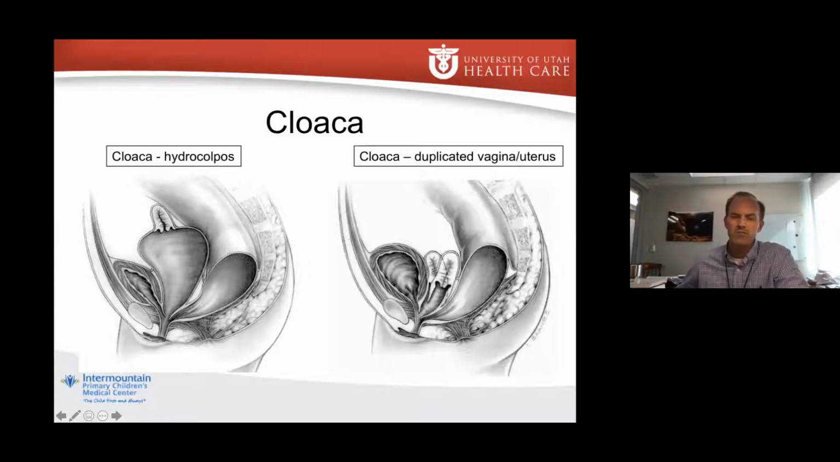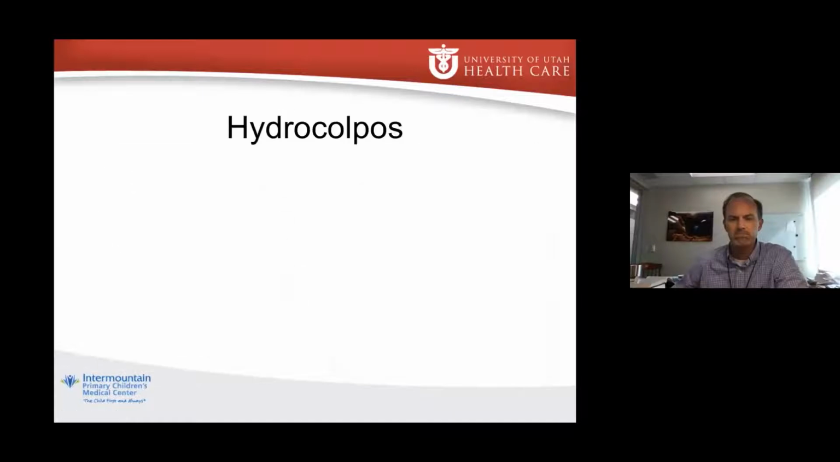And oftentimes, if you manage that properly, you'll get improvement in the hydronephrosis and hydroureter. Many of them also have duplicated Müllerian remnants as well, and we'll talk a little bit more about that. So hydrocolpos occurs in about anywhere from 1/3 to 2/3 of cloaca patients.